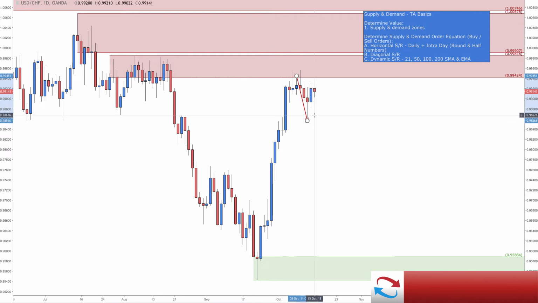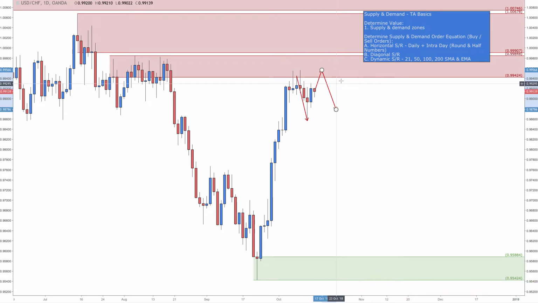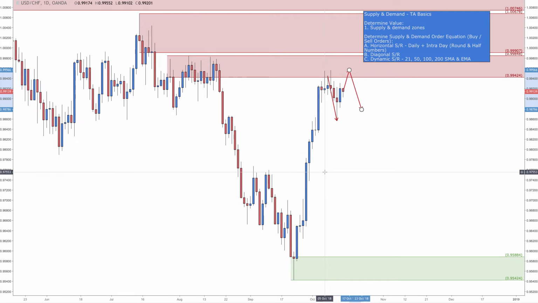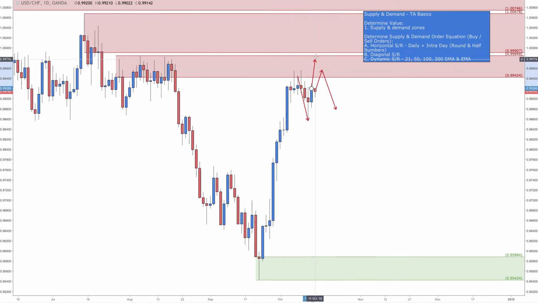So if you're still looking to get short, if you're not in already, maybe look for prices to pull back into here. If you think the dollar is going to get weak and the Swiss franc is going to strengthen, really not much until we create maybe a new high. Then this becomes an area of demand.